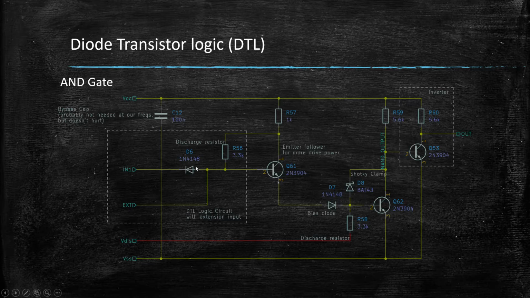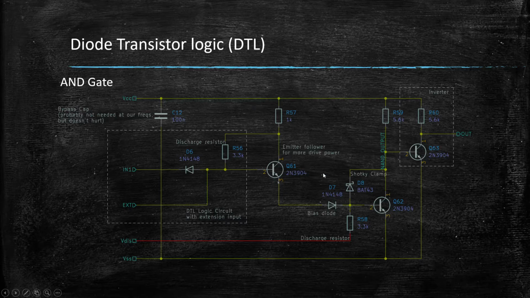Then here you see our input diodes, and basically you see input 1 and an extension. The nice thing about diode-transistor logic is that if we want to have, let's say, an 8 input gate or 9 input gate, we can do that by just adding a couple of diodes in parallel here on the input. And we will have an 8 or 9 input gate easily by just adding diodes to this circuit.